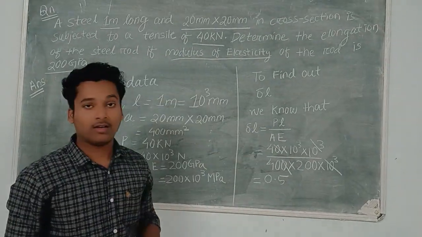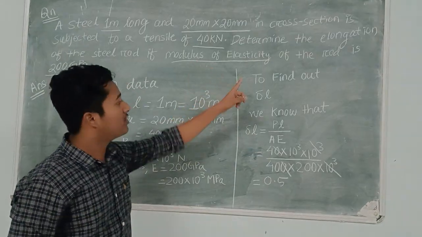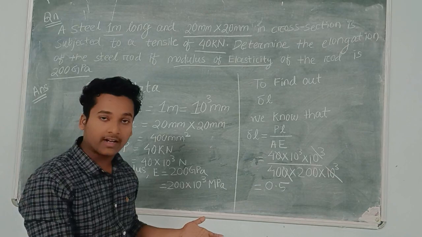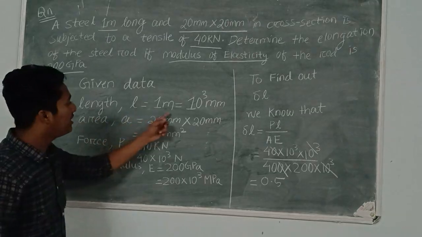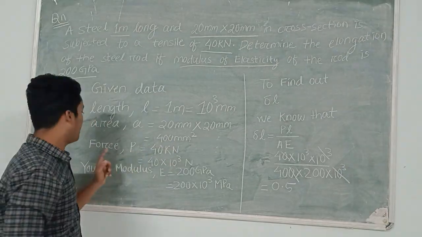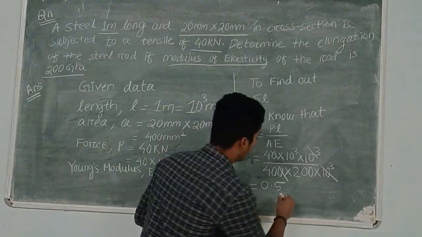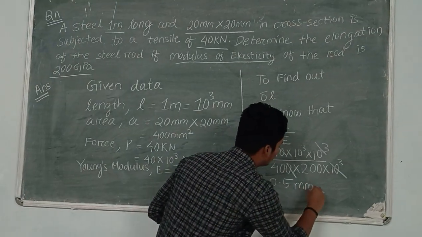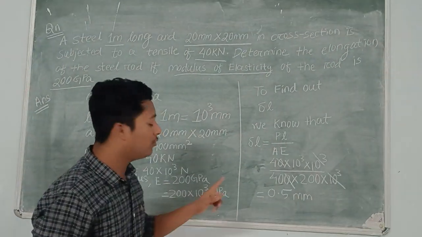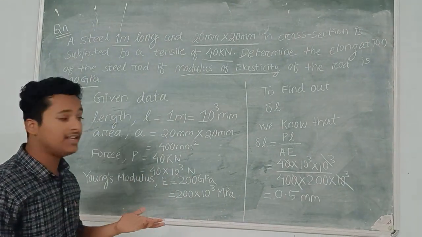And students, we should not be confused. Del L, which is deformation of the body, is how much it will elongate. Whenever length is given in meter, we convert it into millimeter, and whenever area is in millimeter and force is also in Newton format, our elongation of the body is also in millimeter. Nothing to worry about units. You have to understand what the unit is.